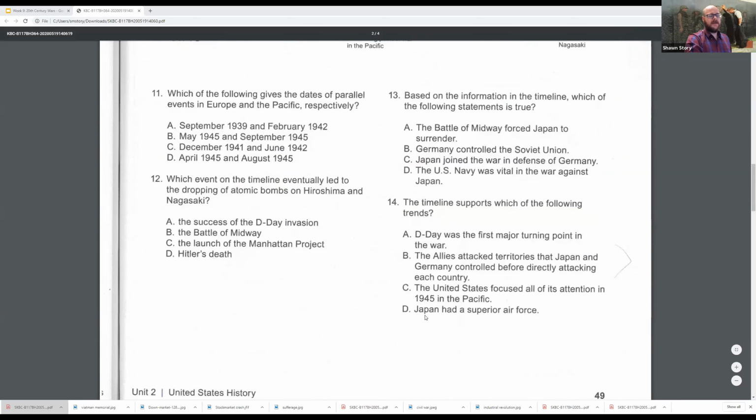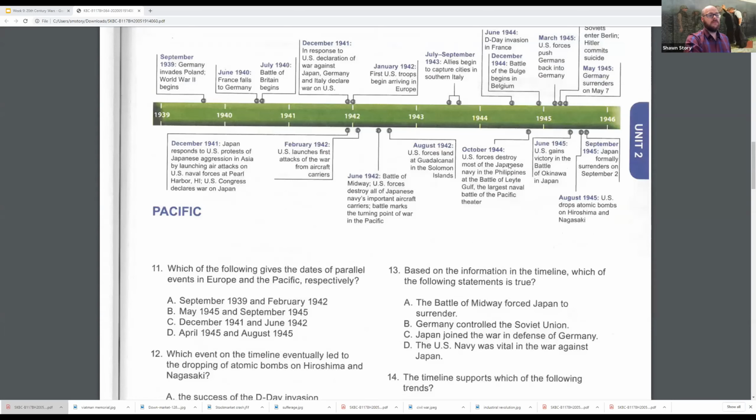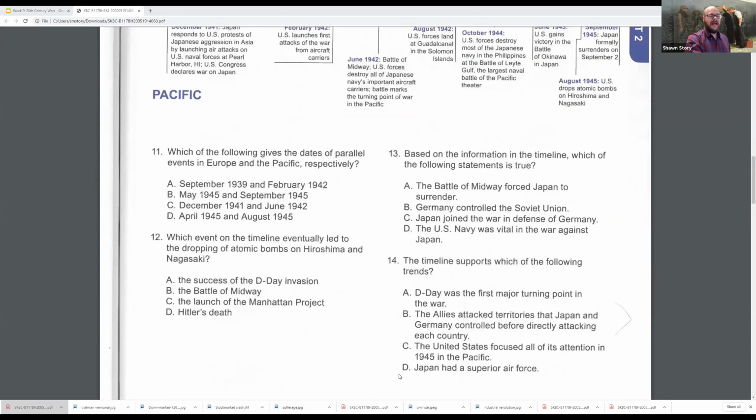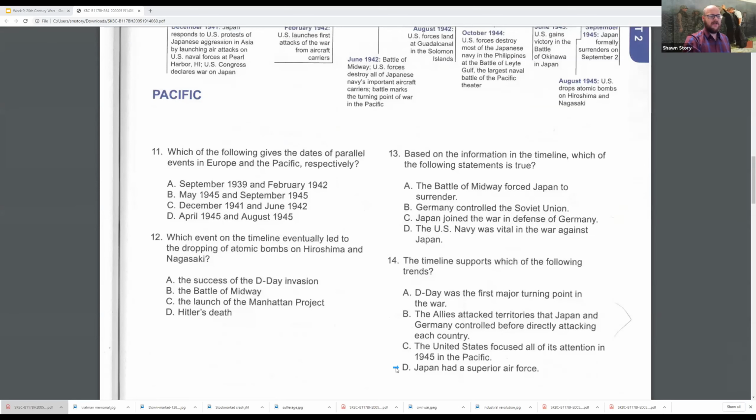So Japan has a superior air force. Does this say anything about it? U.S. launches first attack on war from aircraft carrier. Here's a turning point in the war. Nothing about this talks about the air force being superior. So again, this is one of those where I can't really find any evidence supporting it, but I can't find any evidence disproving it either. Let's look at A and D.